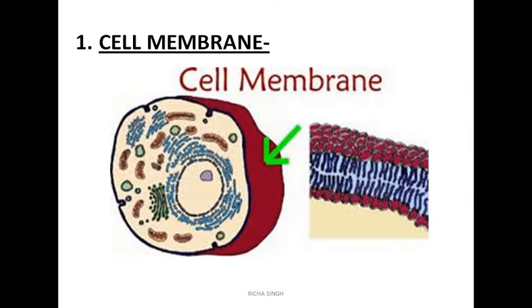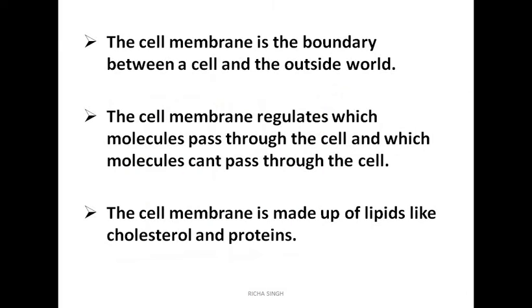First is the cell membrane. The cell membrane is also called the plasma membrane. It forms the boundary of the cell, as you can see in this picture. It is a thin and delicate membrane that separates the cell from its surrounding. The main function of the cell membrane is to give shape and size to the cell. These are certain points you should know about the cell membrane: first, mark the location where it is present, then its function and its composition.